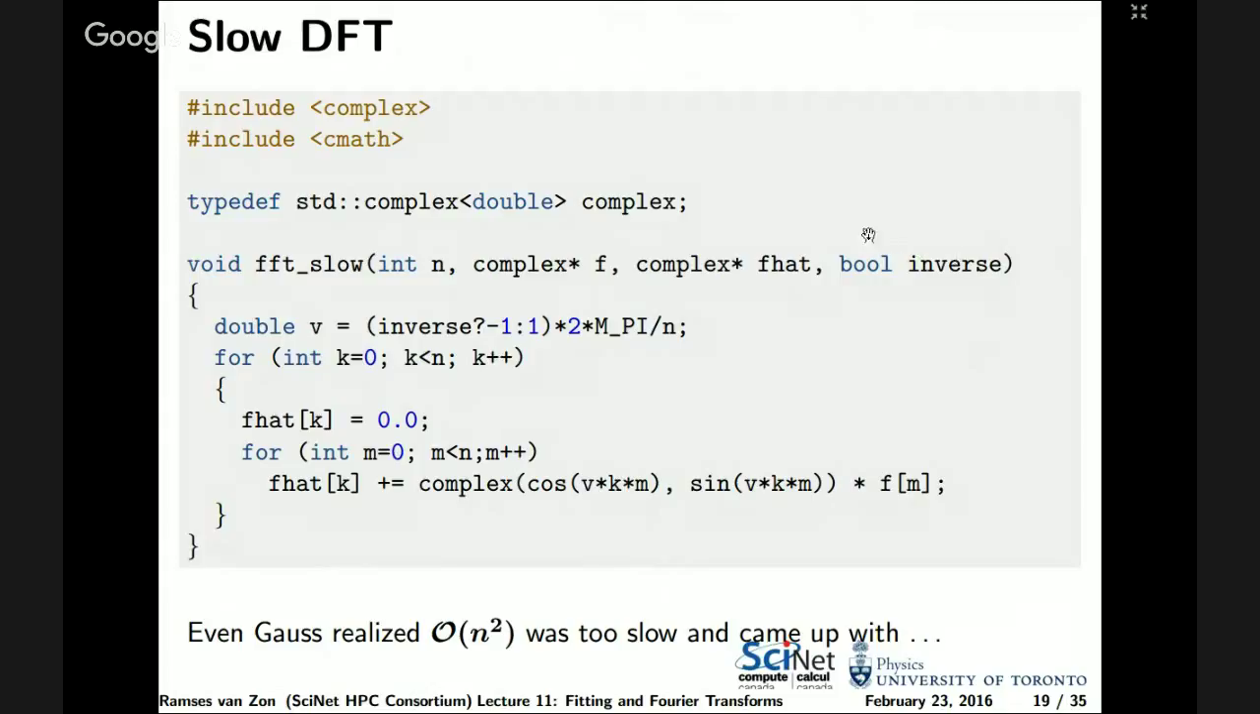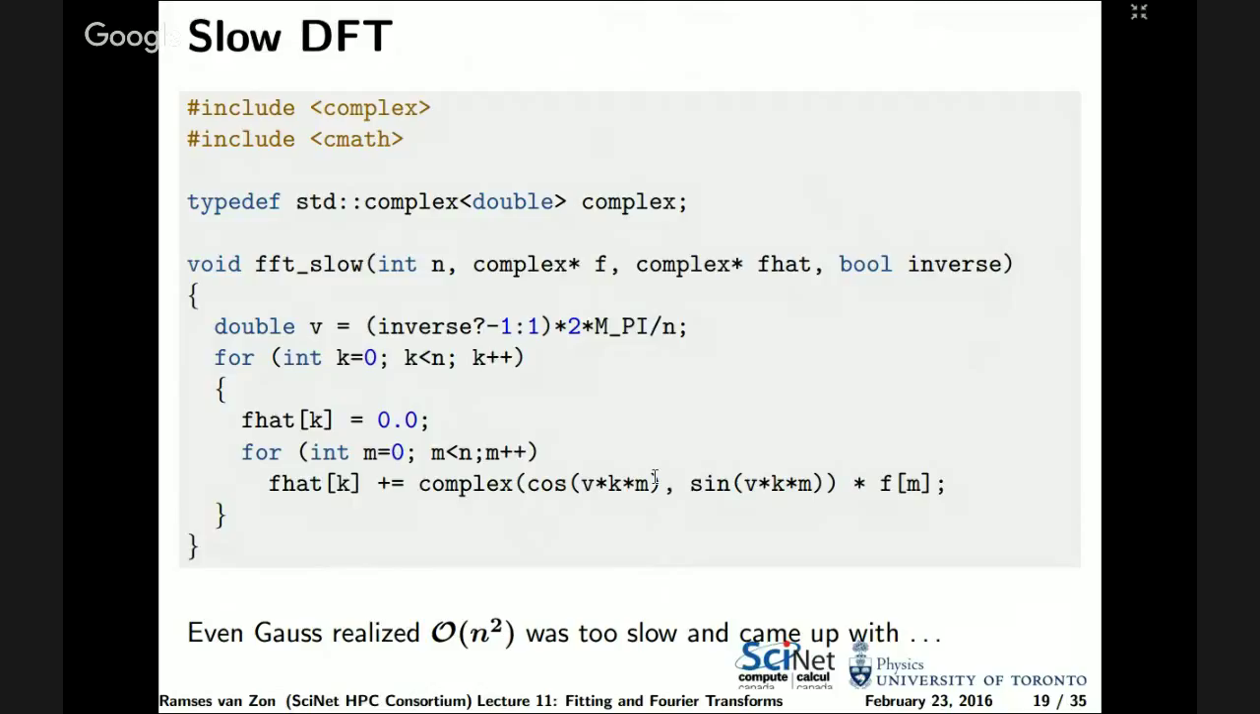But it does take a lot of computations. If you have a sample of size n, since there's a double loop, it will require of the order of n squared computations. And then at each step, I have to compute these cosines and these sines, which are fairly costly.